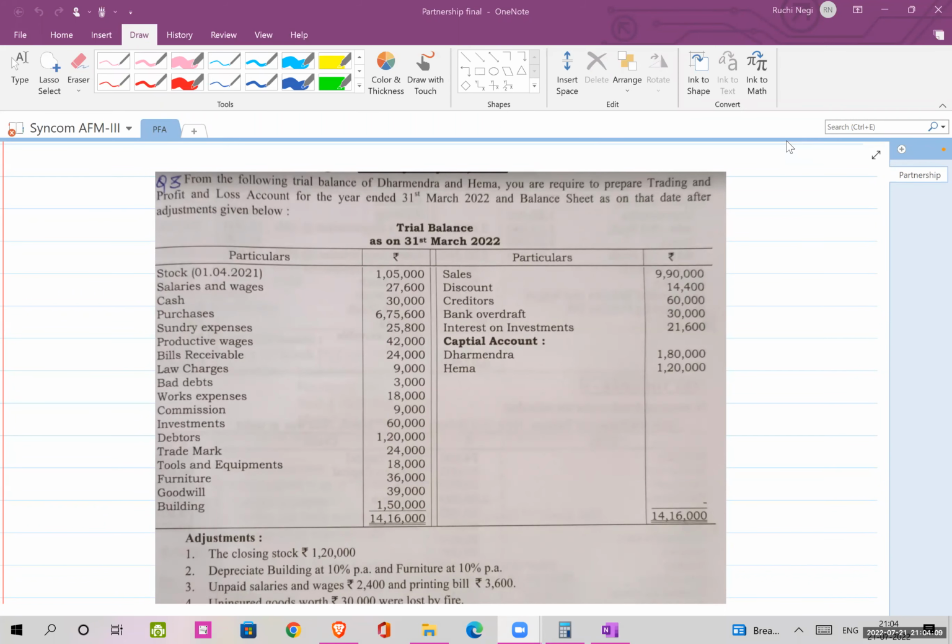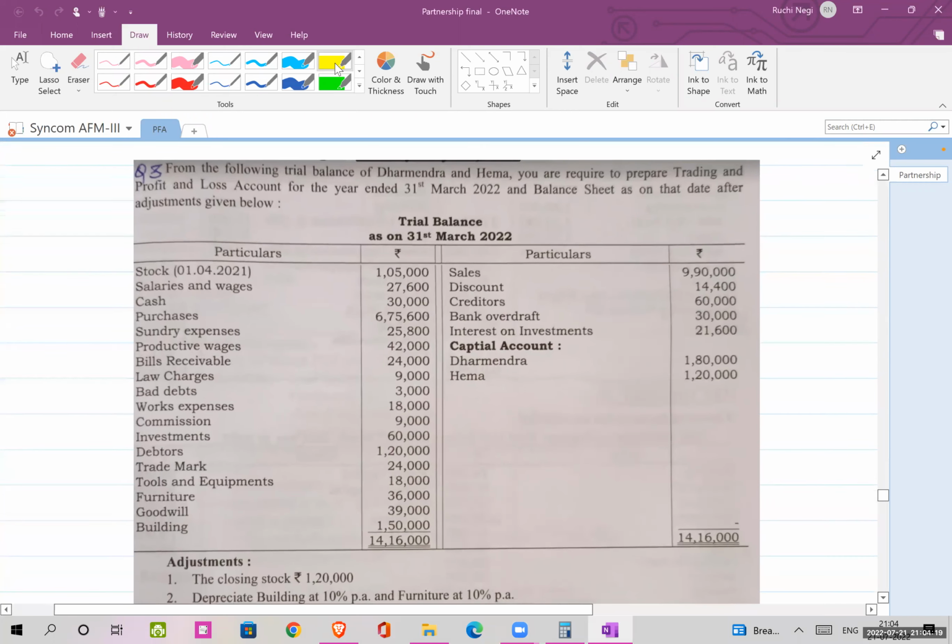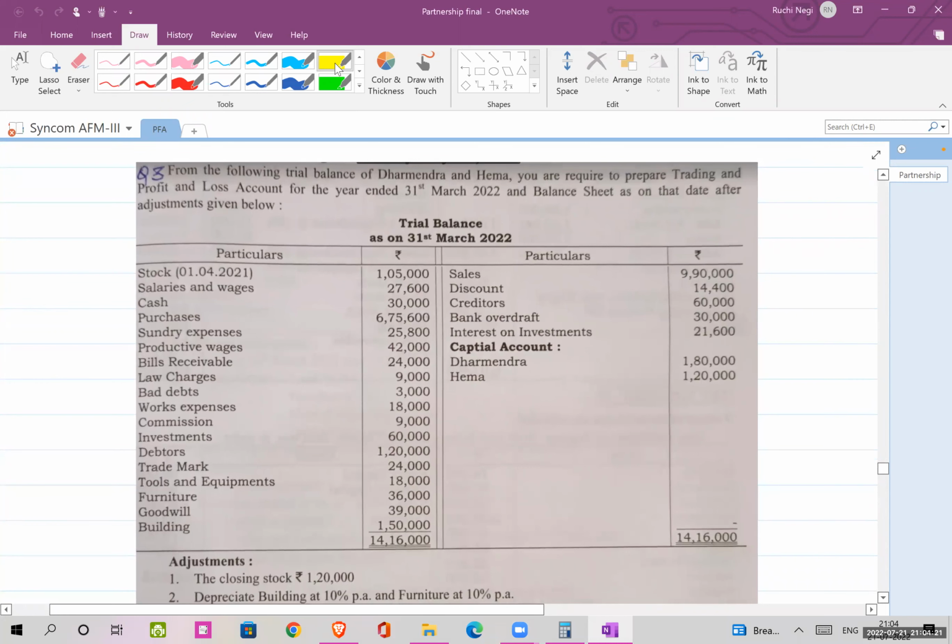Hello students, let's move on to the next part of partnership final accounts. Here's the question on screen. From the following trial balance of Dharmendra and Hema, the two partners, you are required to prepare a trading and profit and loss account for the year ended 31st March 2022 and a balance sheet as on that date after considering the following adjustments.